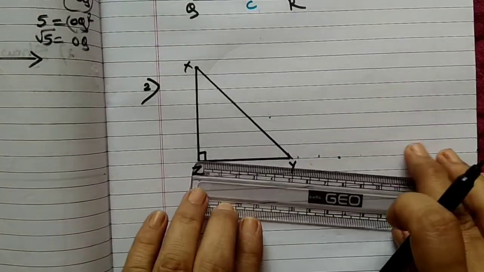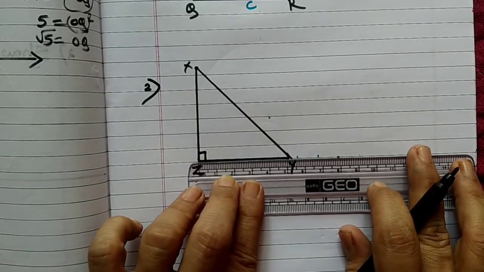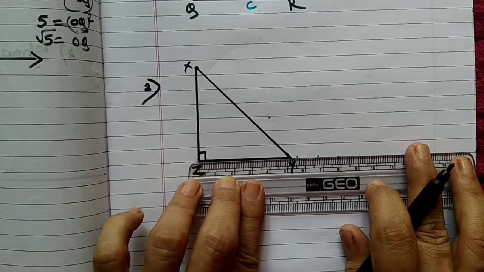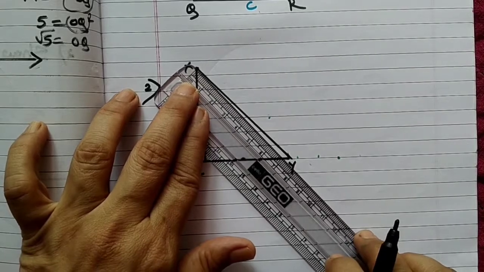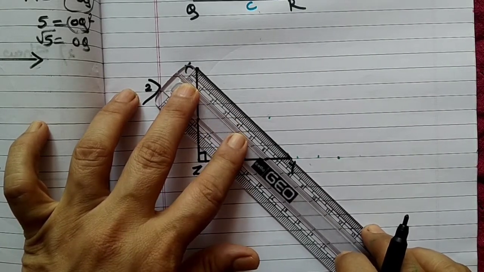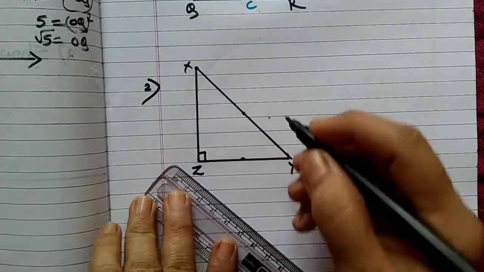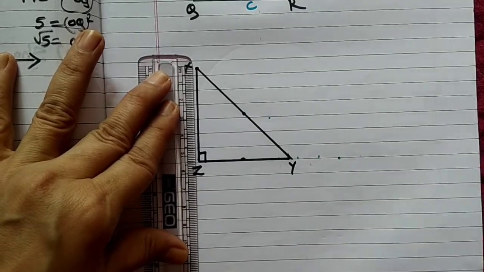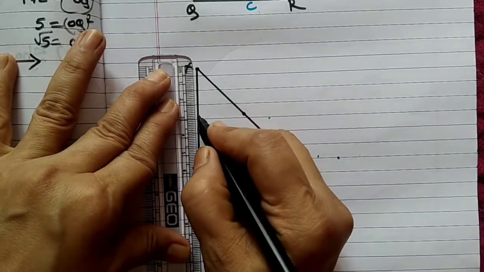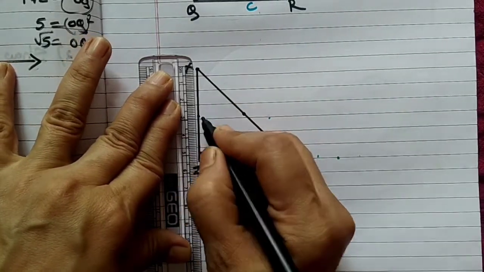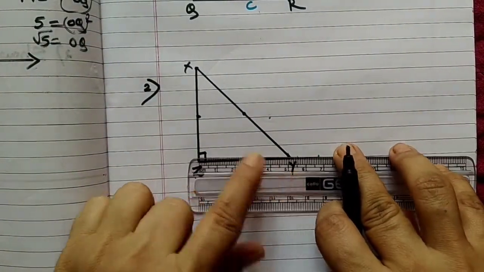So we have to find out the midpoint by finding the length. The length of this side ZY is 5, so the midpoint will be at 2.5. Similarly, the length of XY is 7, so the midpoint will be 3.5. This length is 5.5, so the midpoint is somewhere here. So you have to find the side and find the midpoint.